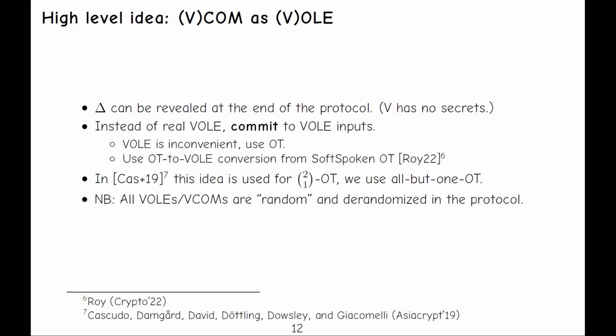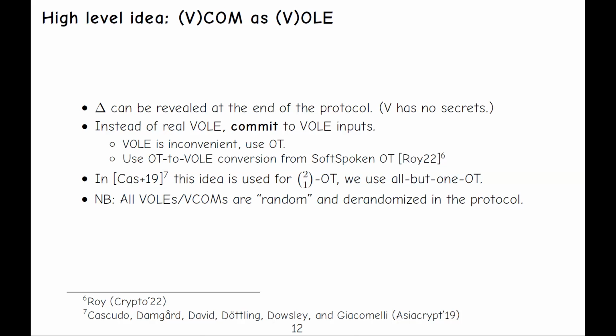But you don't need to have the guarantee which the VOLE functionality gives you, that the prover will never learn this delta. And so our idea is that we commit to the VOLE, and in the end, let the verifier just send delta in plain text, and the prover decommits to the VOLE. And what we actually do is we commit to OT values and use the transformation from Soft Spoken OT to transform an all-but-one OT into a VOLE.